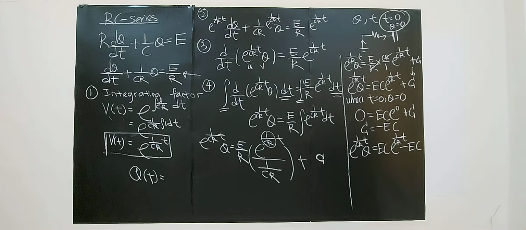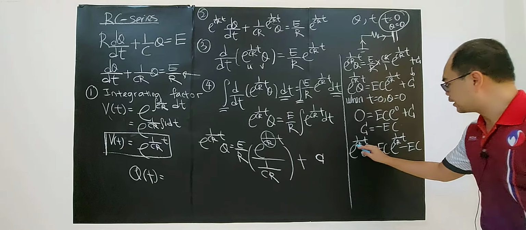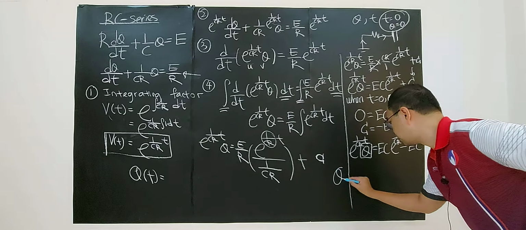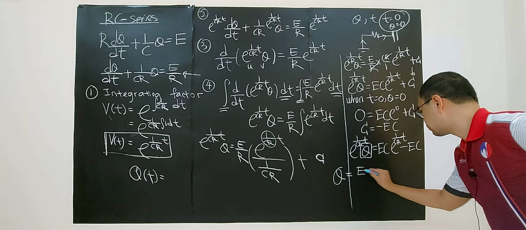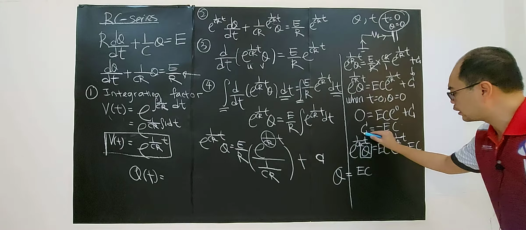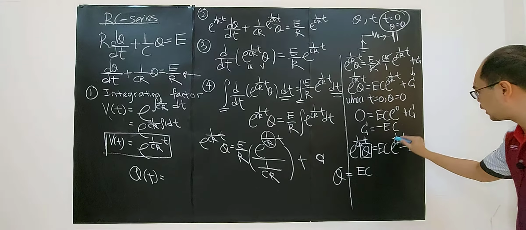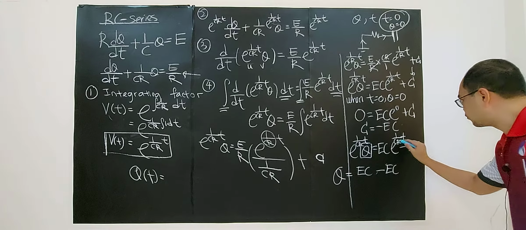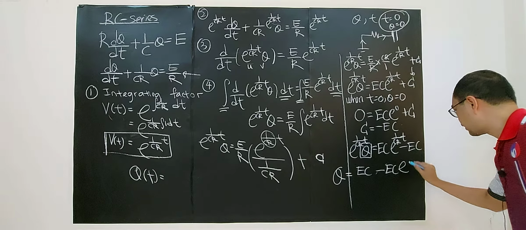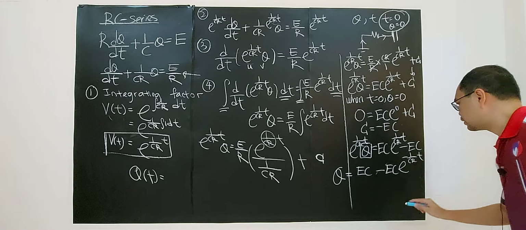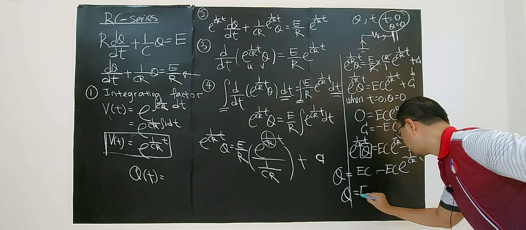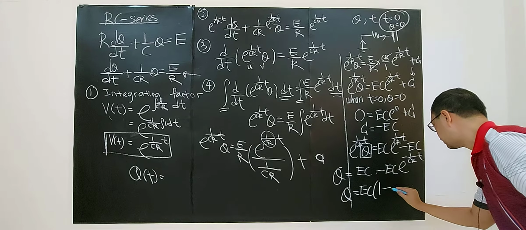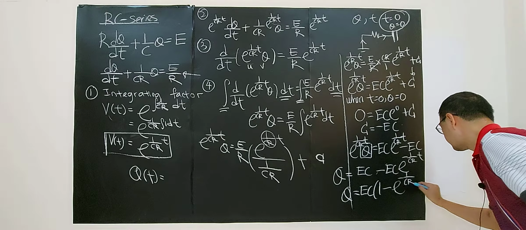Negative EC. So if I divide everything by e^(t/CR), because I want Q as my formula, right? Then Q will be equal to EC, because when you divide by e^(t/CR), you get EC times 1, minus EC, as you divide with e to the power t over CR, it becomes e^(-t/CR). So Q equals EC, and as you can factor out the EC, it's a constant, 1 minus e^(-t/CR).